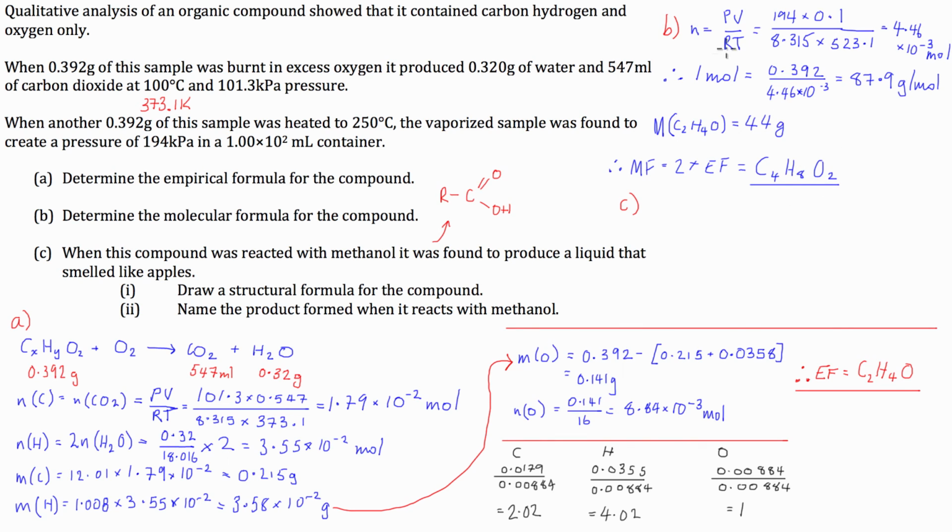Now, for C1, we have to draw a structural formula for the compound. Now, this has to be on a terminating end to produce a ketone. Now, it's not a ketone, it's an ester, sorry.